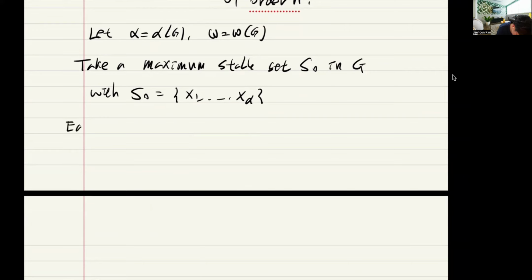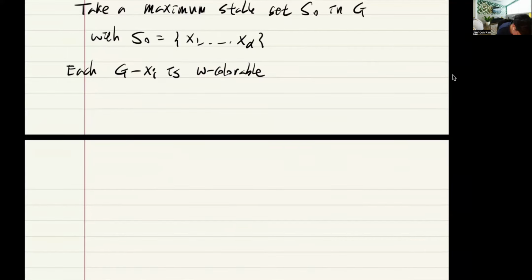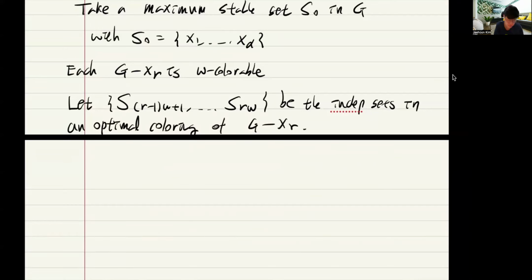So we know that each G minus Xi, if you delete it, has chromatic number omega, meaning that it can be partitioned into stable sets, independent sets. Let S_R1 to S_Romega, let's say this is R, be the independent sets in an optimal coloring of this G minus XR. Okay, so you delete one vertex in G, then everything else is partitioned into these independent sets.